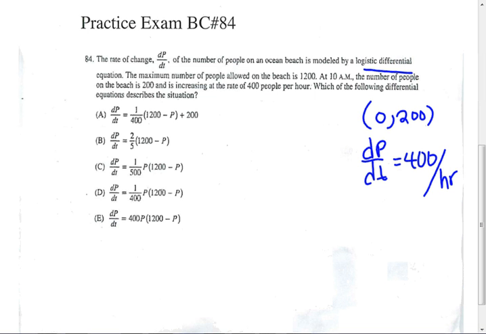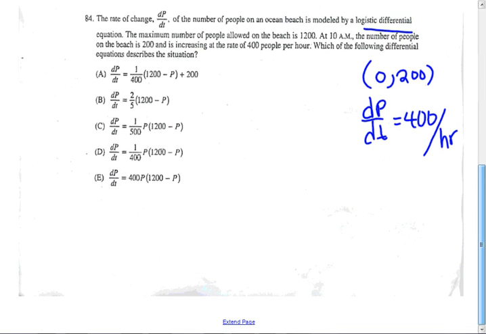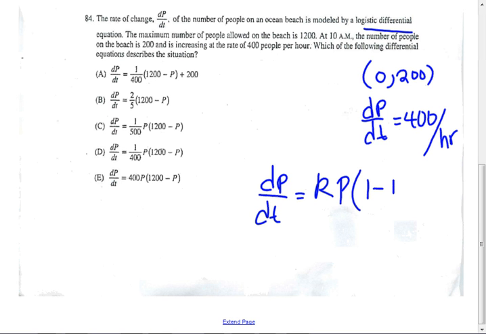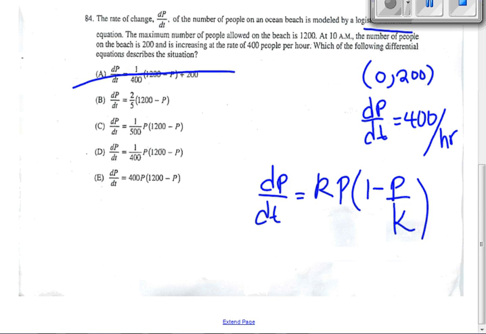Why can't it be A? It says it's logistic. What does it have to look like? It needs to be in that form. Well, but we could change it a little. I mean, we could take this form and I have to find what's equivalent. There's no plus 200 there, you guys. So let's throw out A. Now I'm going to pause and let you guys figure it out. What's the carrying capacity? 1,200.